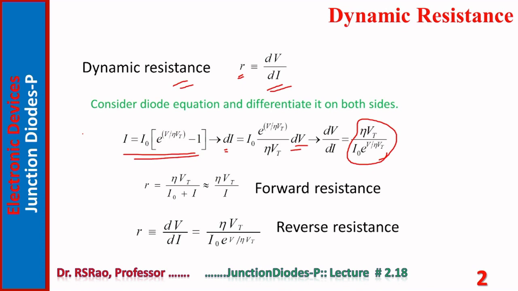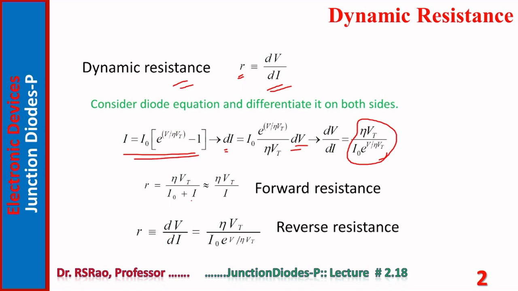It becomes I plus I naught. So R equal to eta Vt by I naught plus I. In case of forward biased situation, I naught is negligible when compared to I. Therefore, I naught can be neglected. Notice this neglect can be done only under forward biased condition.